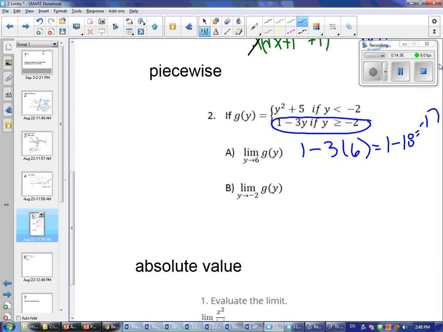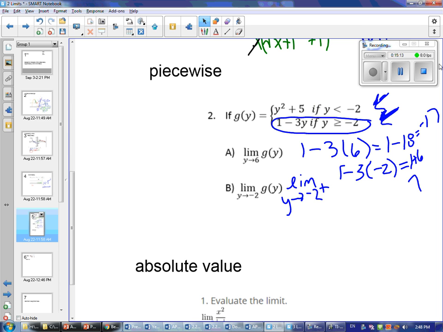What about the limit as y approaches negative 2? While it's true that negative 2 goes into this branch, notice that negative 2 is where the two branches meet. So the graph might be doing something different on the left and the right side. And like we saw in the first example, we've got to compare the left and the right. So when you're at a break point, you need to compare the left and the right. So the limit from the right side would use the second branch. And go ahead and plug in -2. And we get 1 plus 6, which is 7.